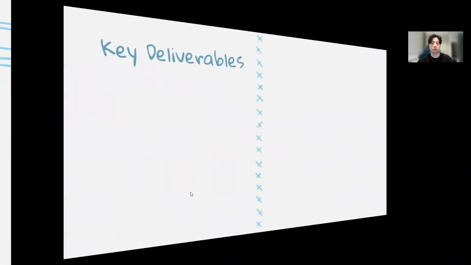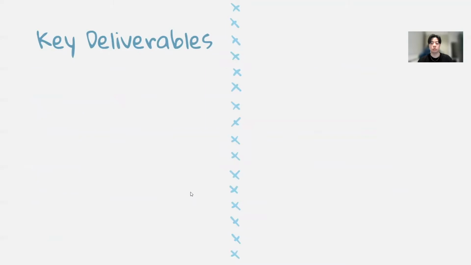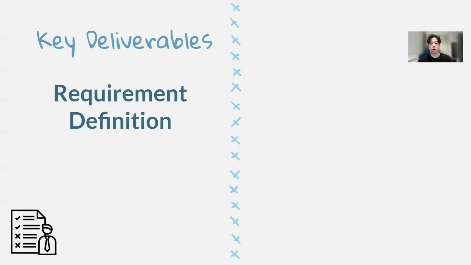So let me make some summary for those. Those deliverables can be divided into two categories. The first is requirement definition.